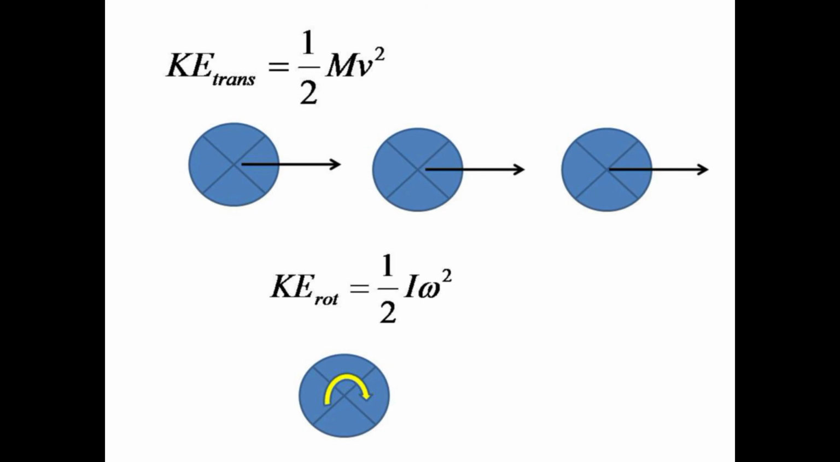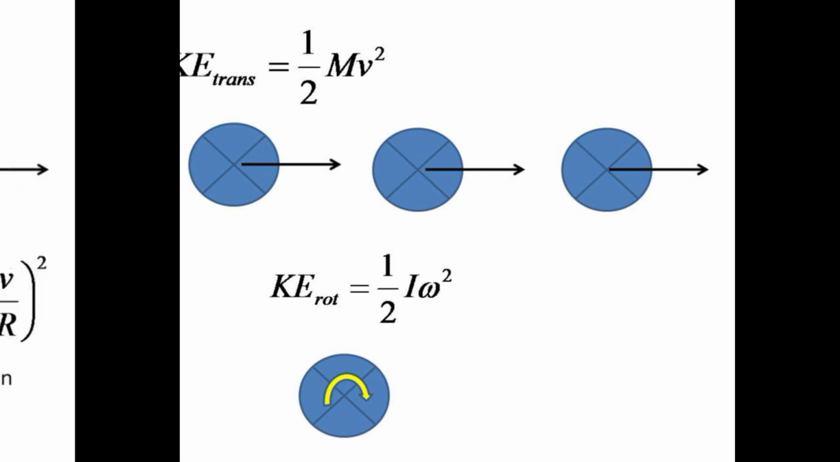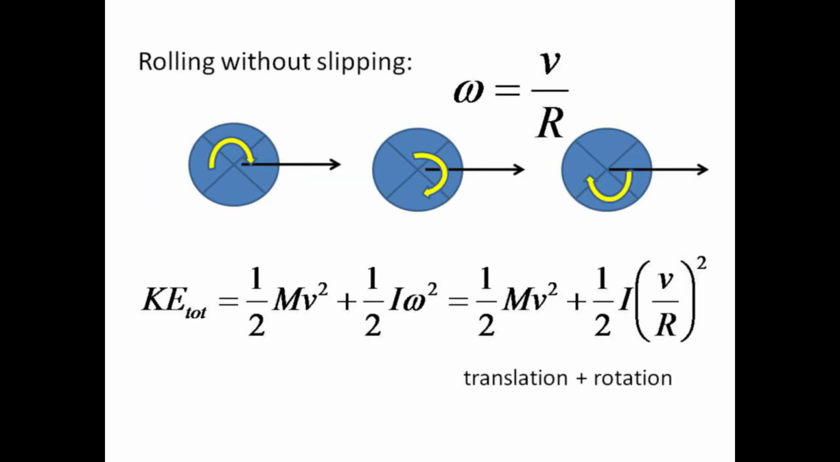An object can have kinetic energy due to translation, 1/2 mv squared, as well as a separate rotational kinetic energy given by 1/2 I omega squared. When an object rolls without slipping, both forms of kinetic energy are present. The condition for rolling without slipping is that the angular velocity omega be equal to the translational velocity divided by the radius of the object, r.